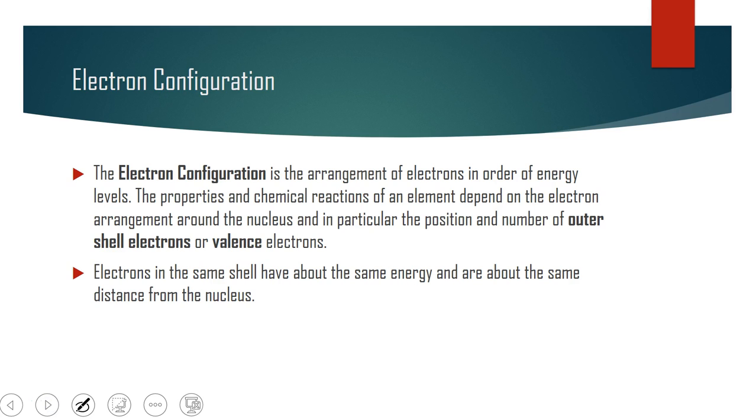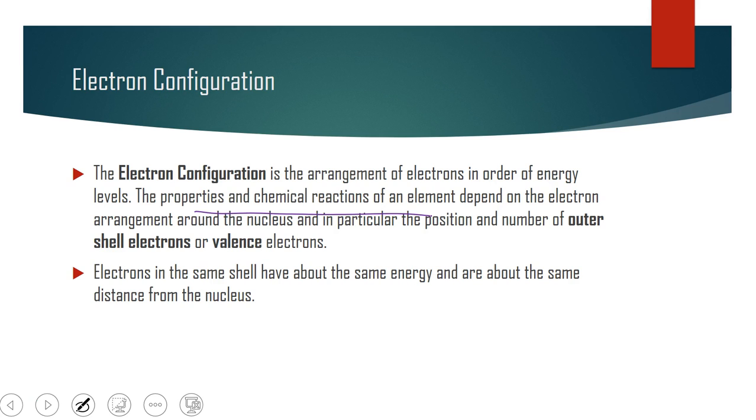So the electron configuration is the same definition as what you should be familiar with. It's the arrangement of electrons in order of energy levels in an atom. This is critical for us as chemists because the properties and the chemical reactions that elements undergo depend on the electron arrangement. All noble gases are highly unreactive because they have a stable electron configuration, and all the noble gases in group 18 share that feature. They have 8 electrons in their valence shell.